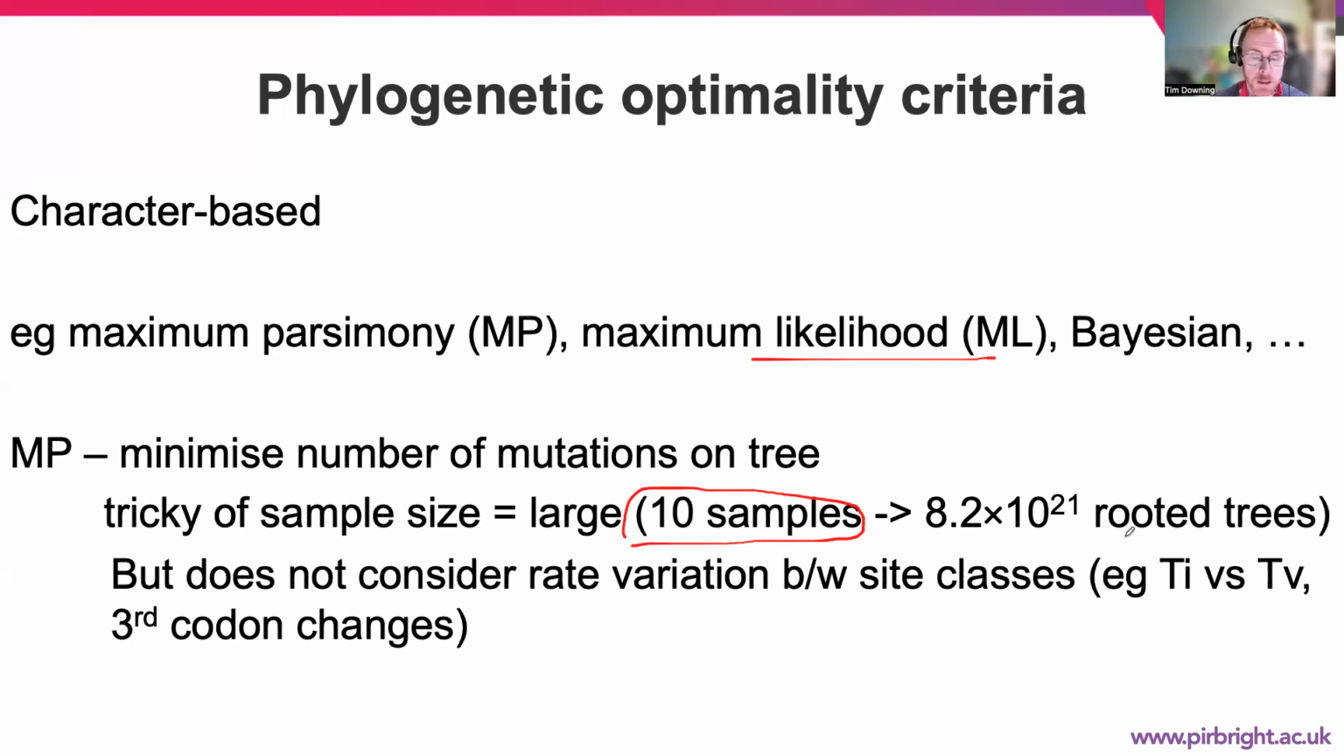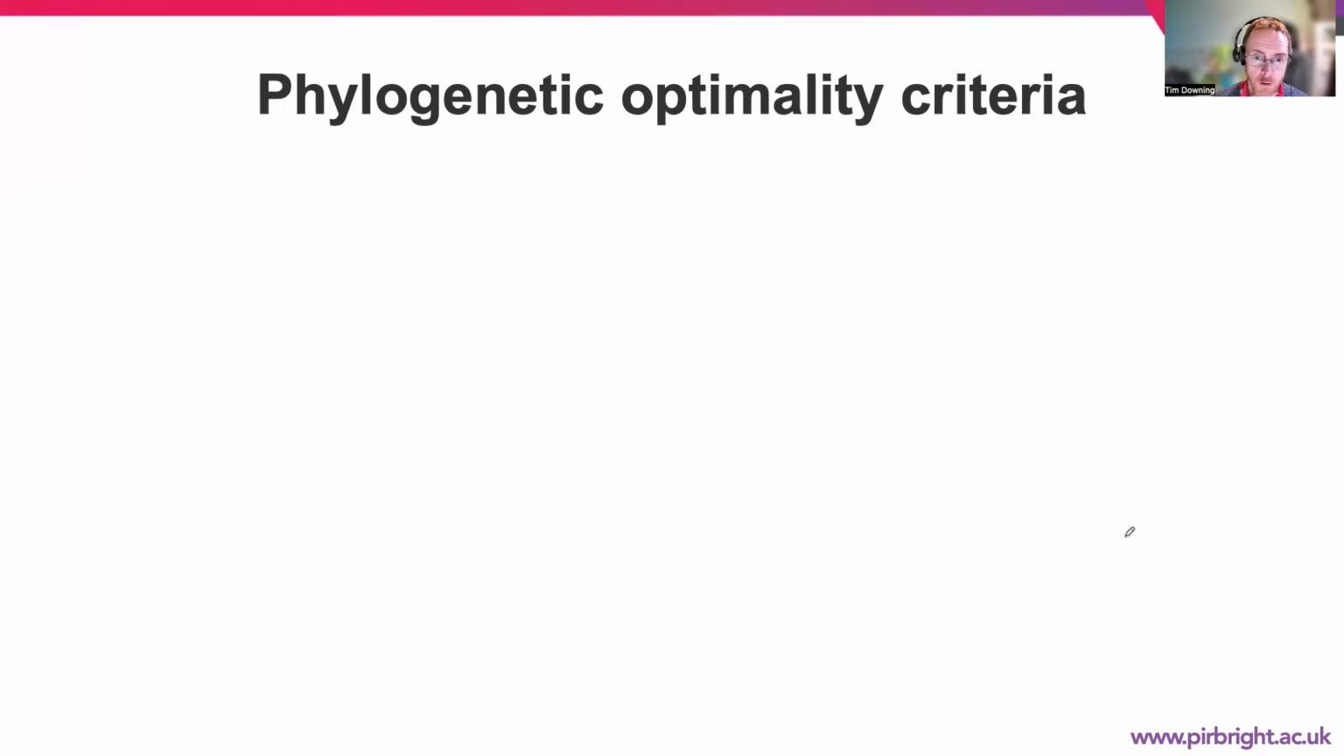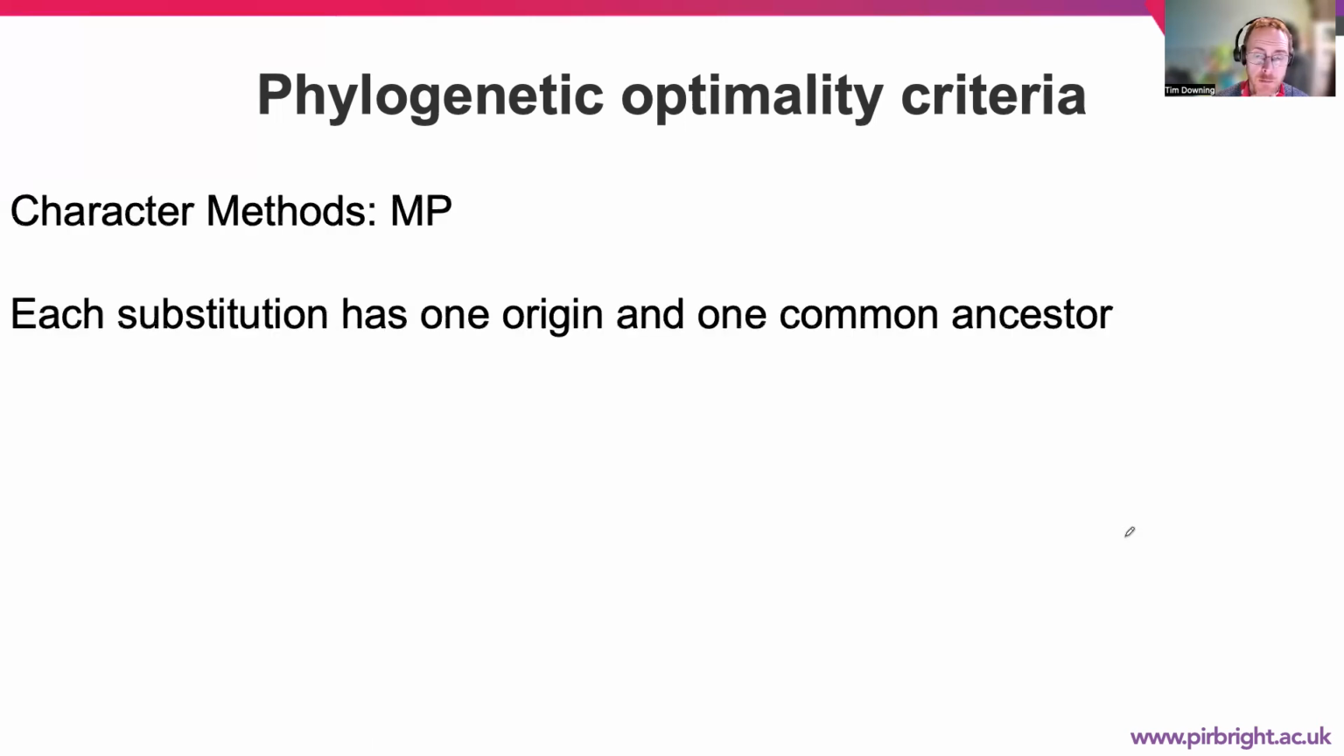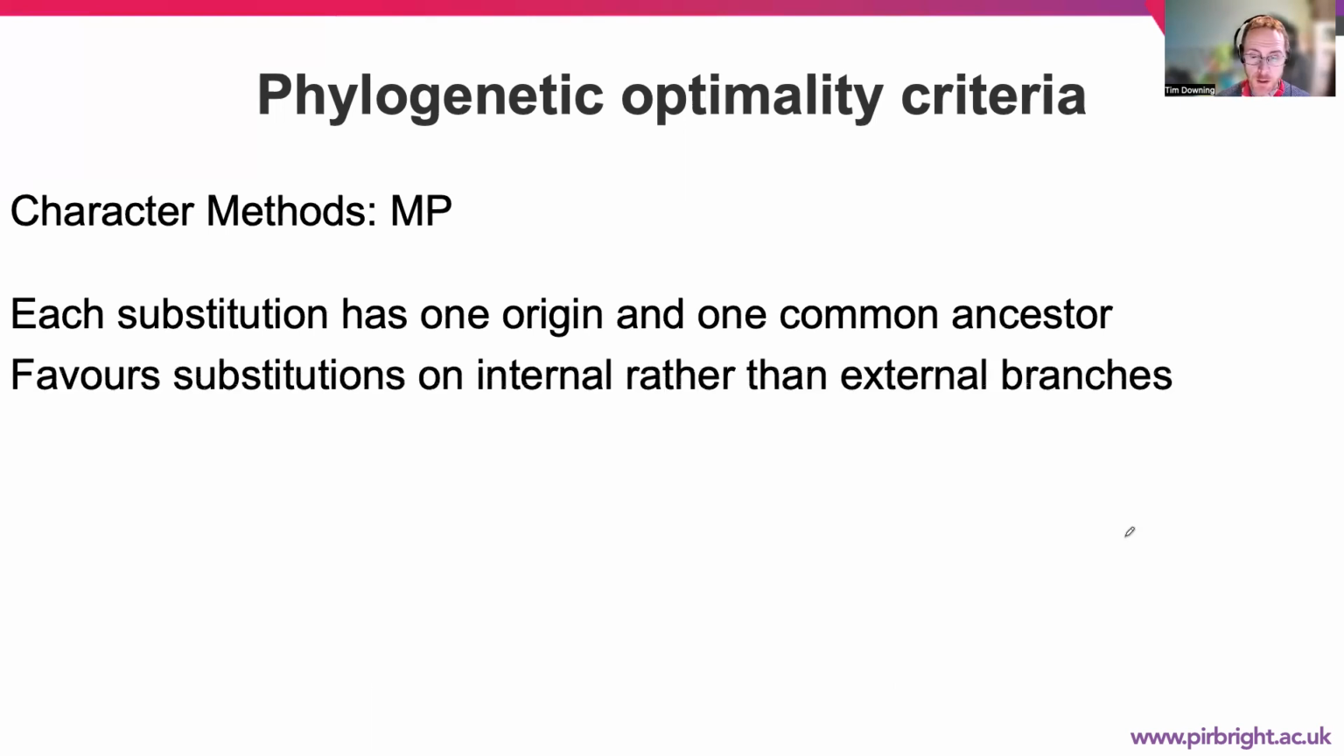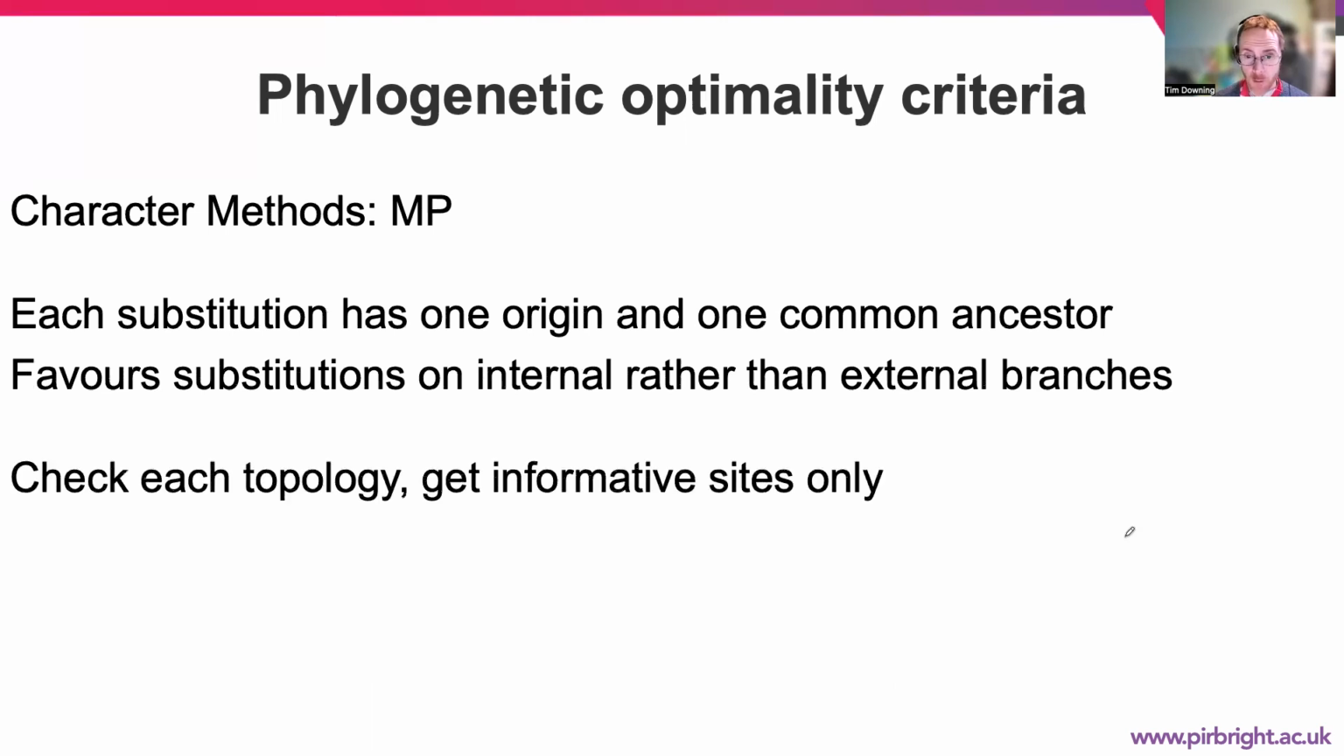So what we're thinking about with maximum parsimony is that we've got a single ancestor in our tree, and each substitution has one origin, so it only occurs once in a tree, which might be true for certain organisms but violated for others. It pushes the mutations onto internal branches. We want to retain the sites that are parsimony informative only.